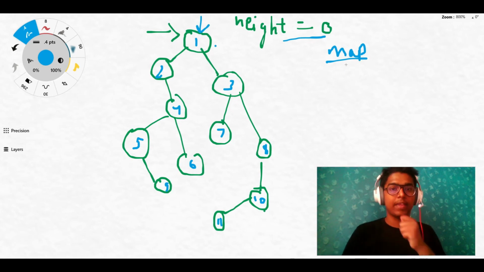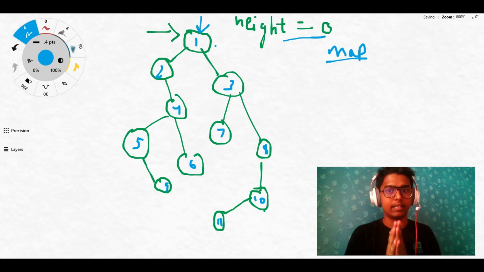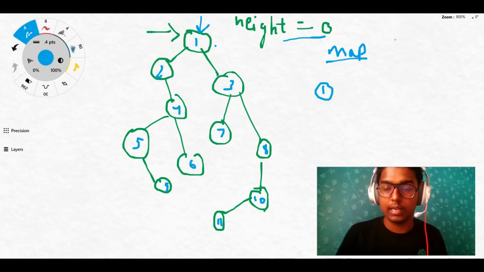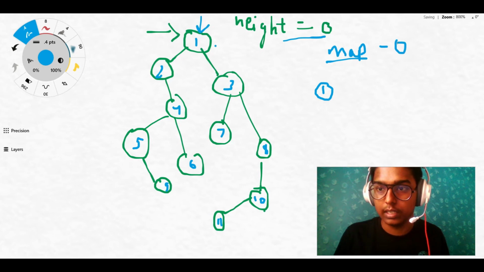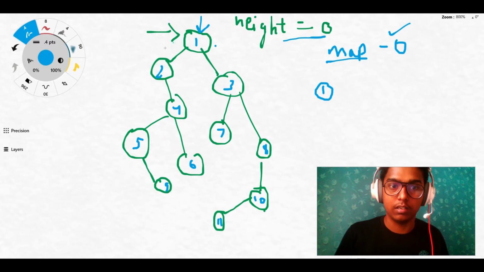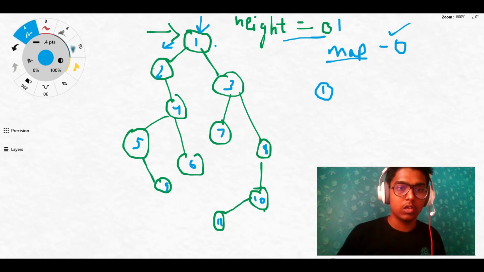So I'm at height 0. I haven't encountered any height 0 yet, so I will print 1, and I will mark 0 that yes, I have encountered it. Then I am going to left, and my height increased. Now my height is 1, right?